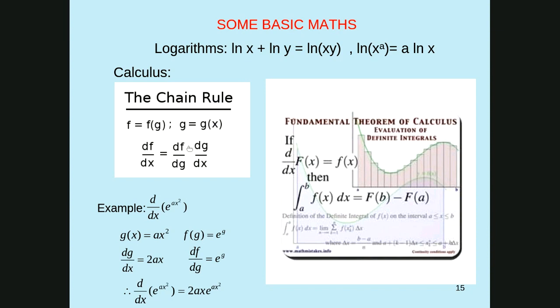So if you write it like this, dg by dx times df by dg, you see that the dg cancels out. So you get your df by dx, and this is known as the chain rule, right?